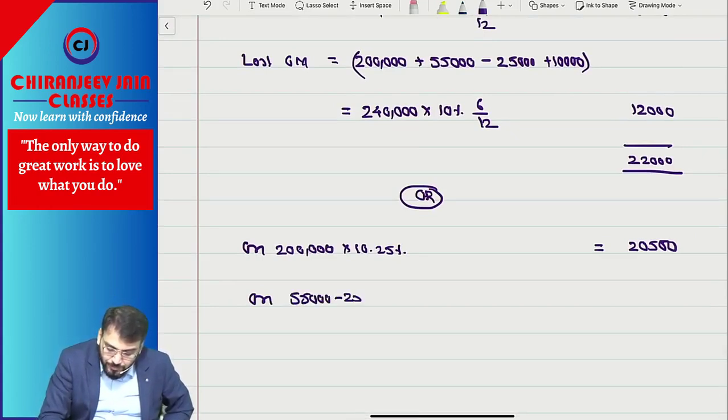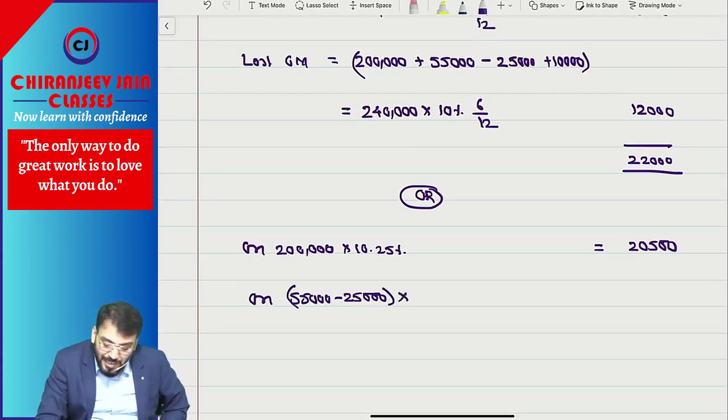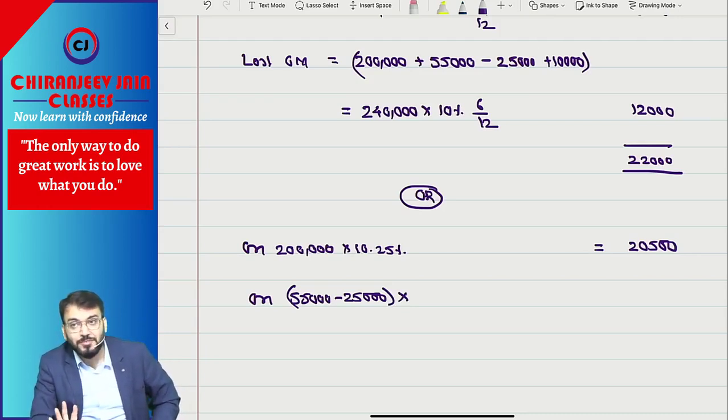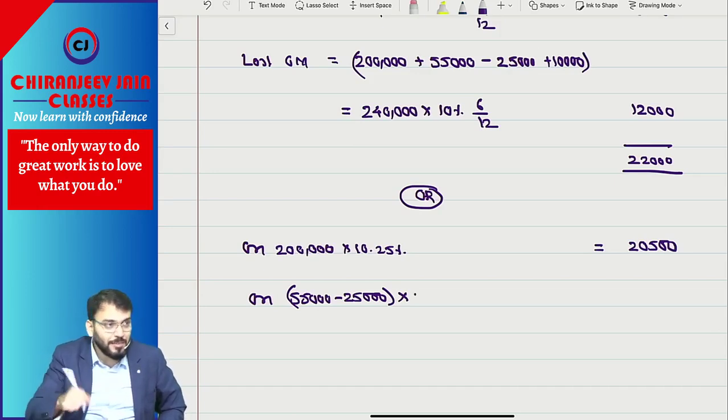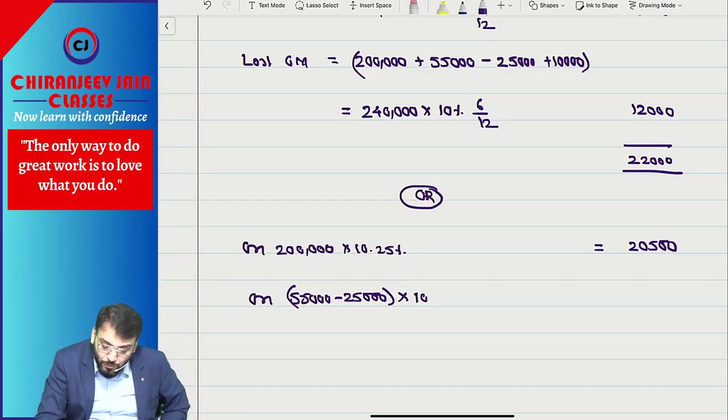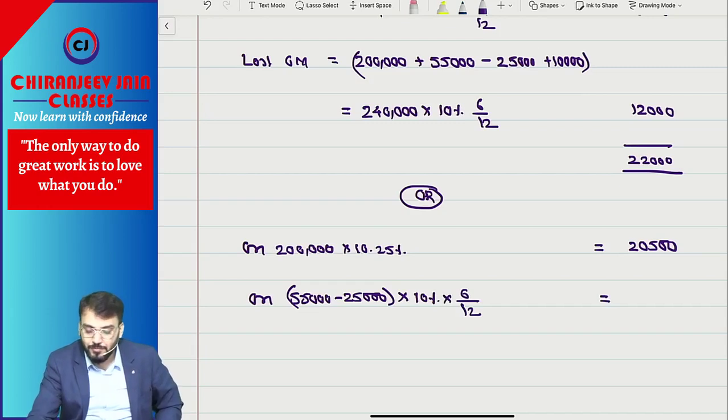55,000 minus 25,000. This is invested for how many months? So in that we'll apply 10.25% or 5%? 5%. I will do 10% into 6 by 12. Okay? 5% for the 6 months or 10% for the entire year. So you will do 10.25% or 10%? 10% into 6 by 12, how much? What is the total coming?